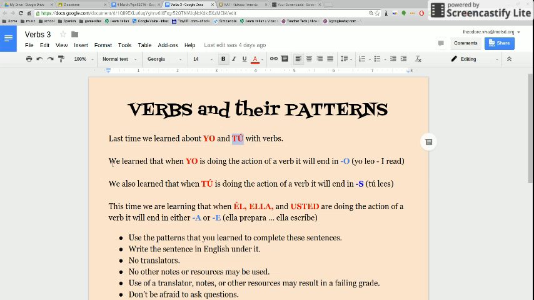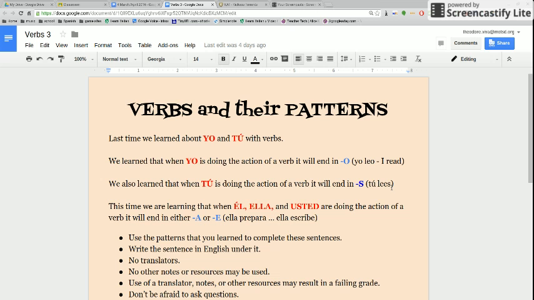Last time we learned that when yo is doing the action of a verb, it will end in the letter O. For example, yo leo, I read. And as you can see, there is the O at the end. That's the pattern for yo. We also learned that when tú is doing the action of a verb, it will end in the letter S. For example, tú lees. And again, there is that S, which is the pattern for tú.